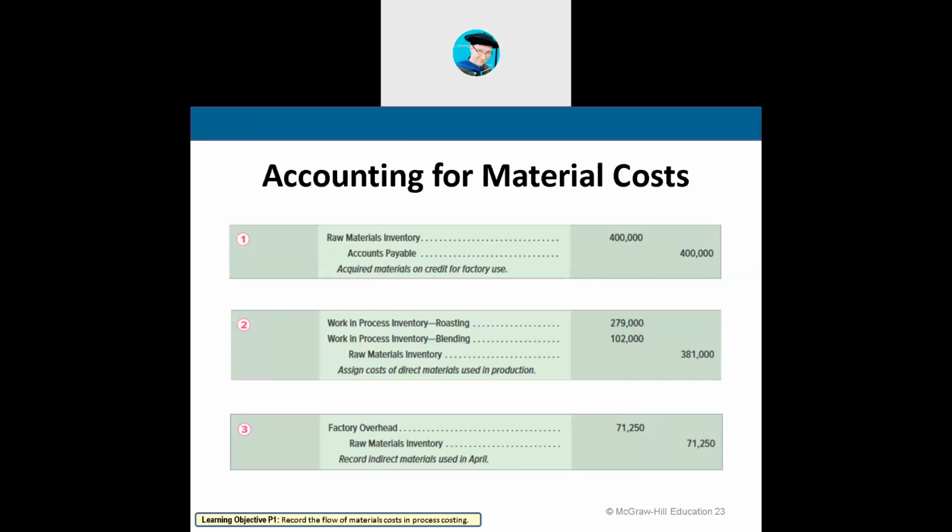First transaction is I purchased some raw materials. So debit raw materials inventory, credit accounts payable or cash, depending on how you pay for it. The second entry is I'm going to use those raw materials to start production. So I'm going to debit work in process inventory roasting and debit work in process inventory blending. What this does is it moves the raw materials into these 2 departments. Of course, it's after it's gone through roasting that it gets to blending.